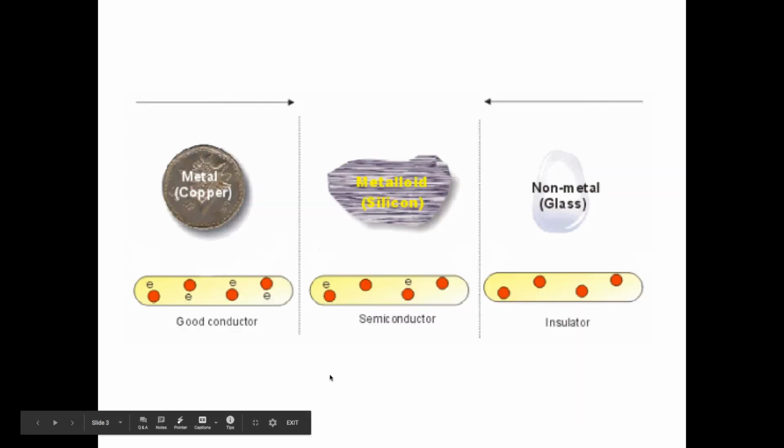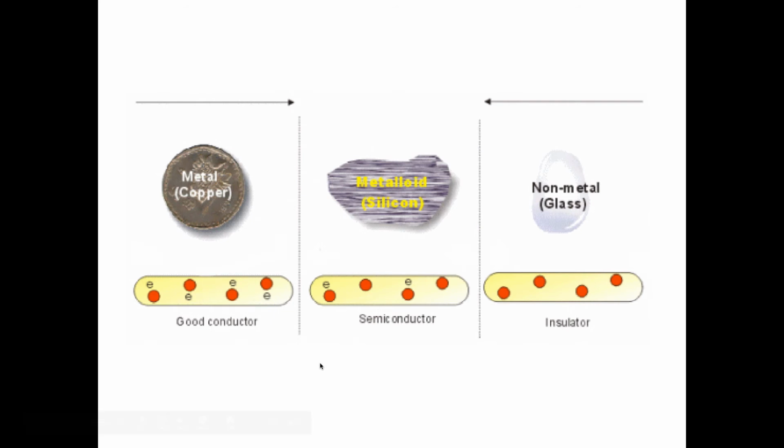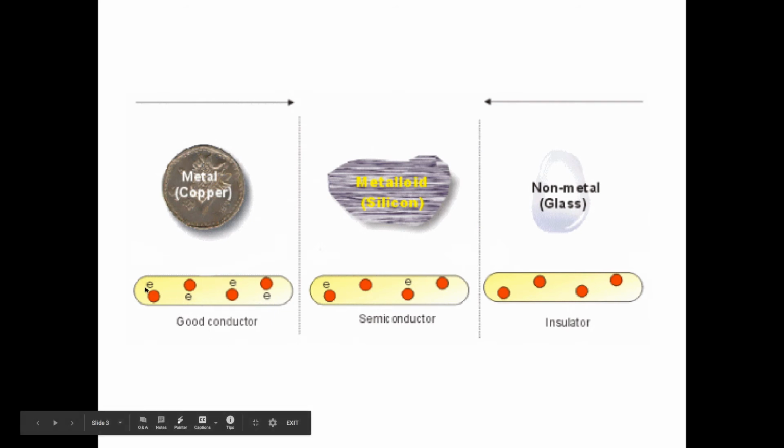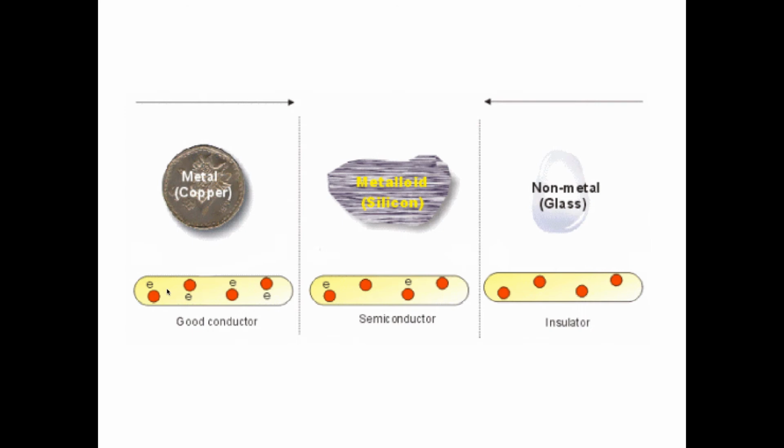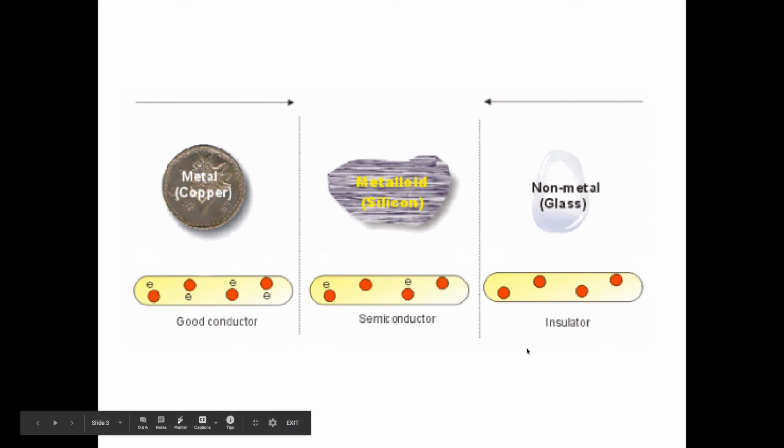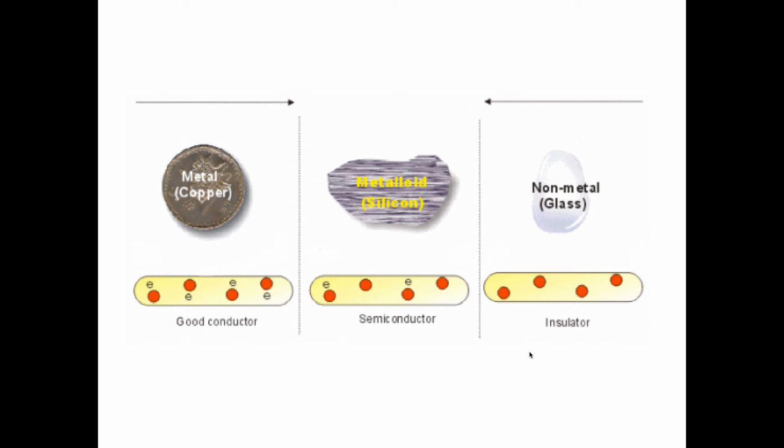Okay, so if we look at something like copper here, we have a good conductor, so we can basically have free and easy movement of electrons. And even with a semiconductor, which in this case would be silicon, but you can also have carbon or graphite, you don't have as many electrons available to carry that charge. And of course, we have nonmetals, which would be an insulator. So in this case, we have glass, although glass is a good conductor of heat. It's just not a very good conductor of electricity.